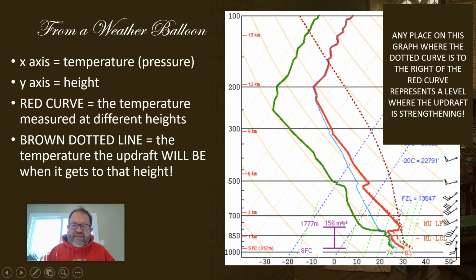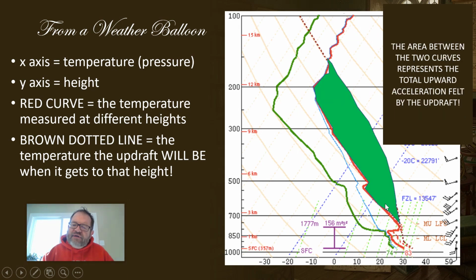So this area between these two curves, between the red curve on the left and the dotted curve on the right, is about how strong the updraft is going to be.